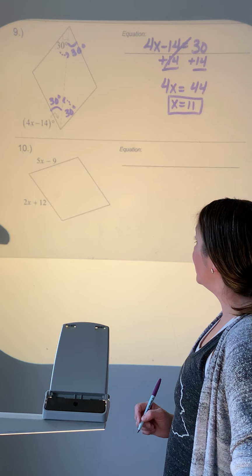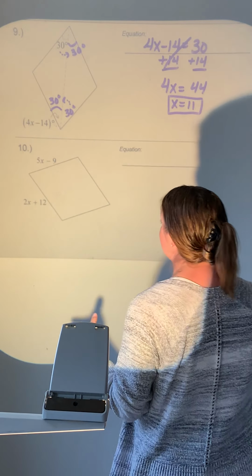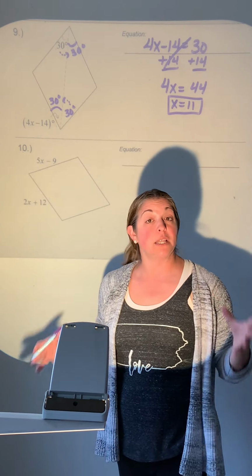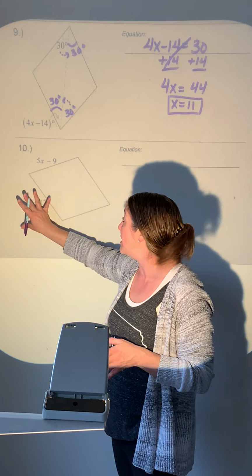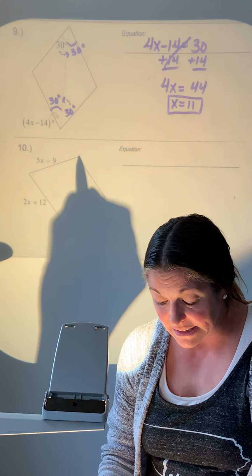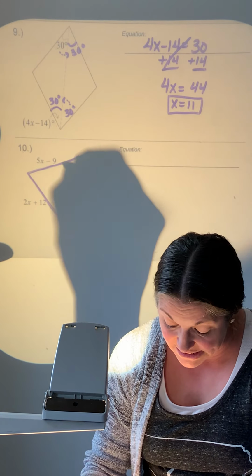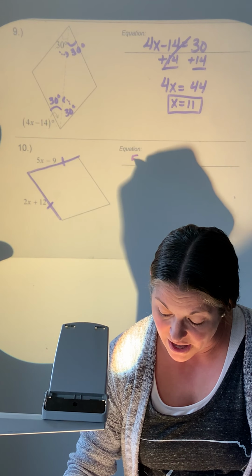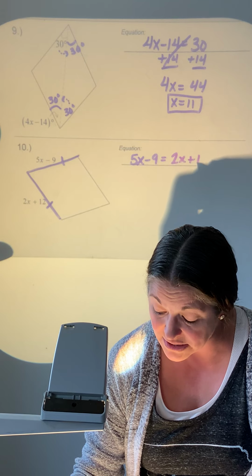And then lastly, if you take a look at number 10, again, just driving home this idea that unlike the regular parallelogram and unlike the rectangle, all your sides are the same in the rhombus. So it doesn't matter that these aren't opposite. It doesn't matter that they're kind of connected. We still know that they are going to be equal. So we've got 5x minus 9 equals 2x plus 12.